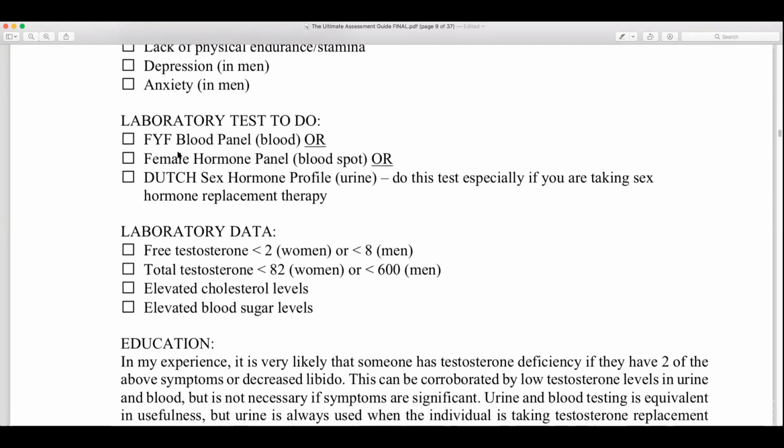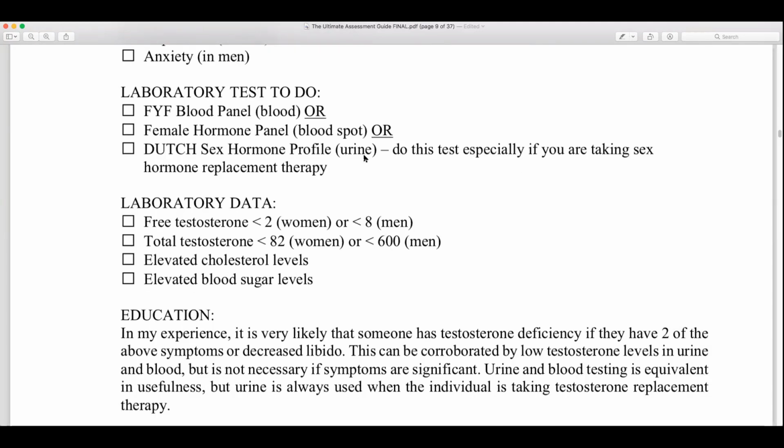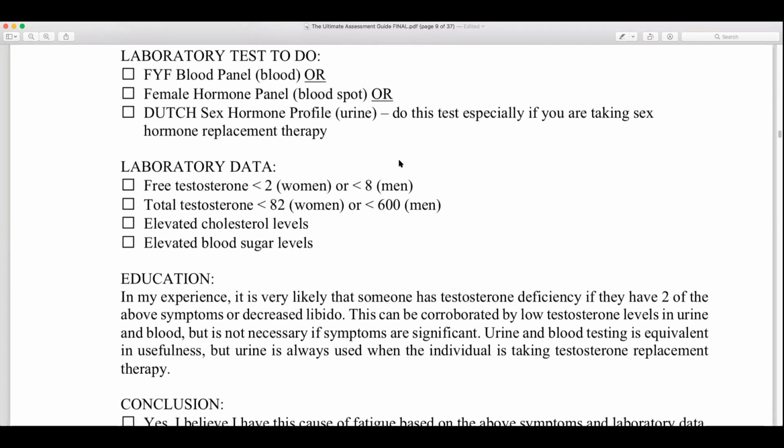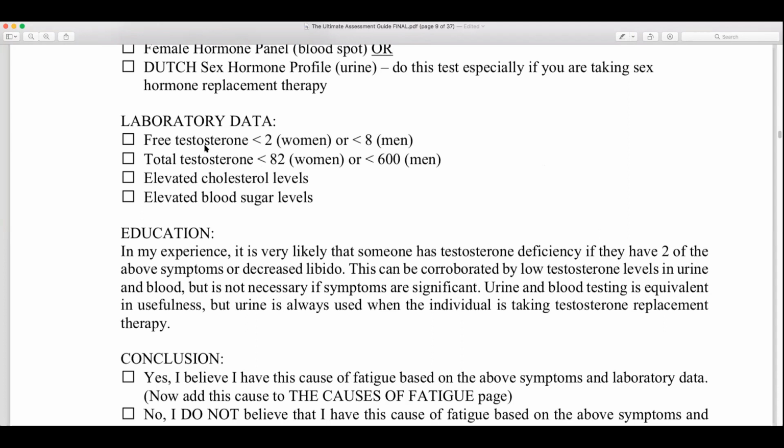Laboratory testing to do, the same as the other ones. The Fix Your Fatigue blood panel, or the female hormone panel for a woman, or the male hormone panel blood spot in men, or the Dutch sex hormone profile, especially if someone is actually taking testosterone. The laboratory data in blood is free testosterone level of less than 2 in women or less than 8 in men, and the total testosterone less than 82 in women or less than 600 in men.